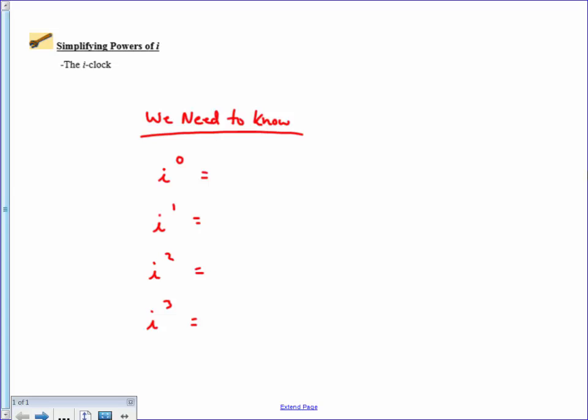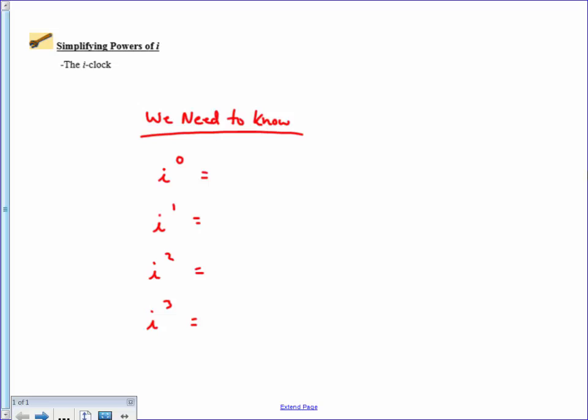Here I would like to teach you how to simplify powers of i, and I will do that by introducing what I call an i clock. We first need to start with what we need to know, and these are things that we can figure out based on prior knowledge and then a little bit of prediction.